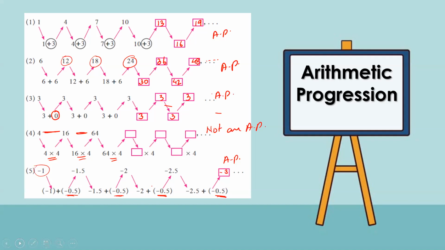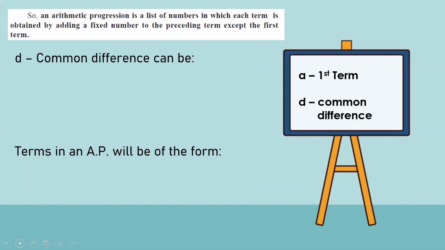Okay, so let's proceed. Now, an arithmetic progression, what is it? It's a list of numbers in which each term is obtained by adding a fixed number to the preceding term, except the first term, right? The first term will be any number. Now to this number, you add a specific quantity, you get the second term. To the second term, you add a specific quantity, you get the third term, right?